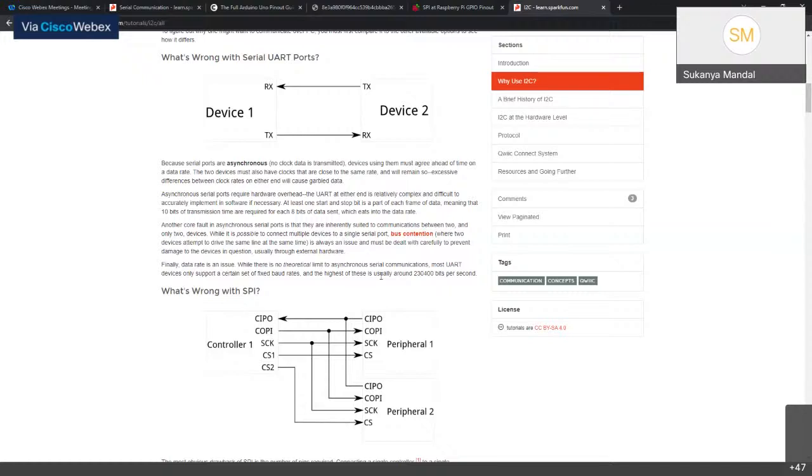Finally, another drawback of UART is the data rate. Theoretically, there's no limit for asynchronous serial communications. Most UART devices support certain fixed baud rates, and the highest of these is usually quite high. But practically, it cannot go up to this. Mostly microcontrollers are configured up to 115200, unless there are some advanced microcomputers that could operate at a higher baud rate. But on microcontrollers, in a practical sense, it goes up to 115200 baud.